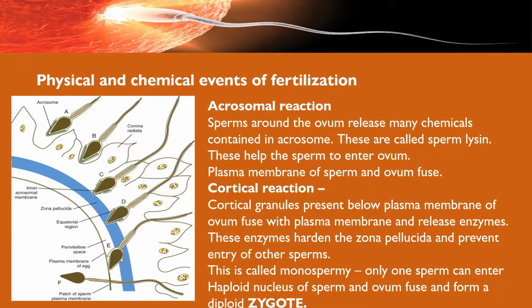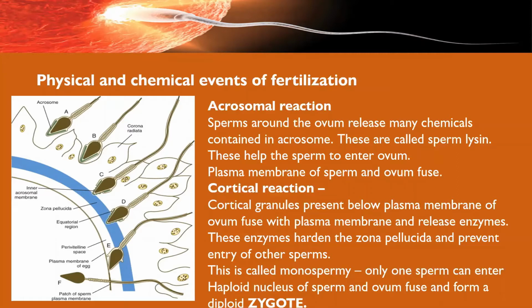After this, when one sperm has entered into the ovum, there are cortical granules present below the plasma membrane of the ovum. They fuse with the plasma membrane and release enzymes. Now they harden the zona pellucida so that no more sperm can enter inside the ovum. This process is called monospermy.